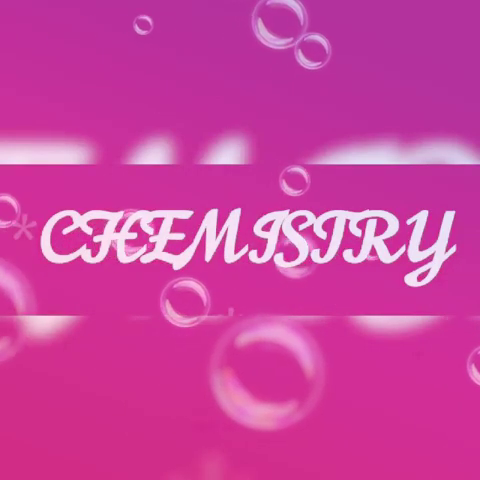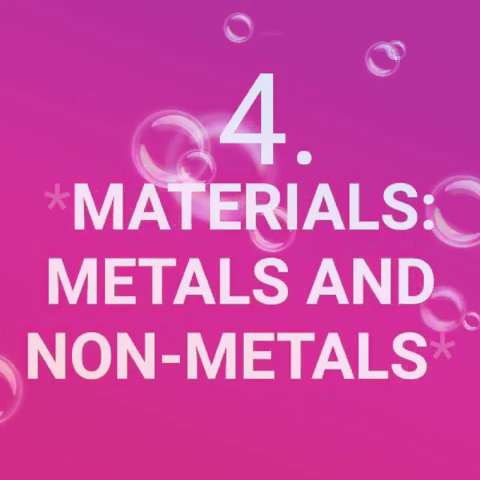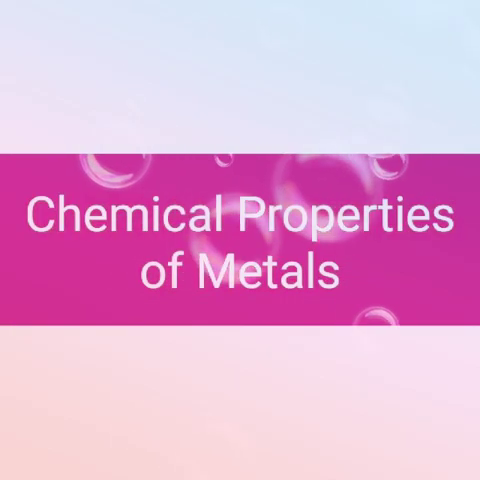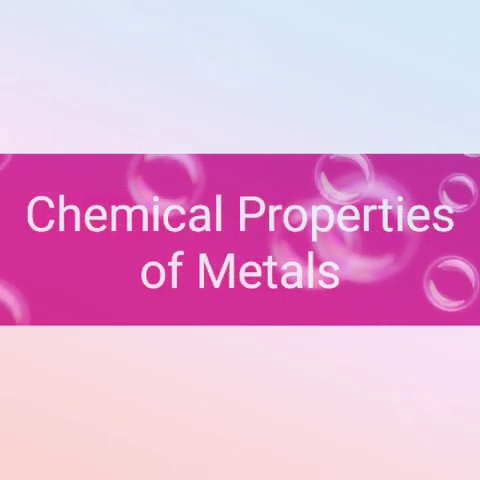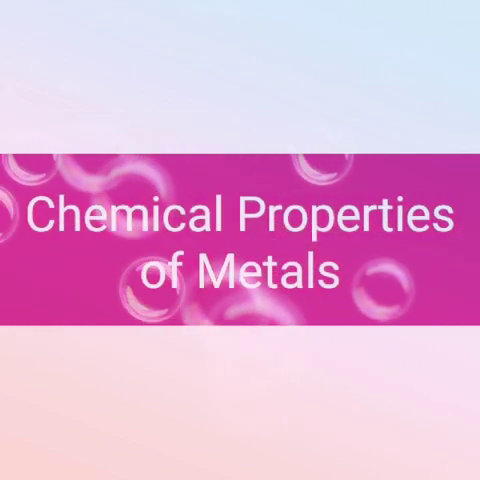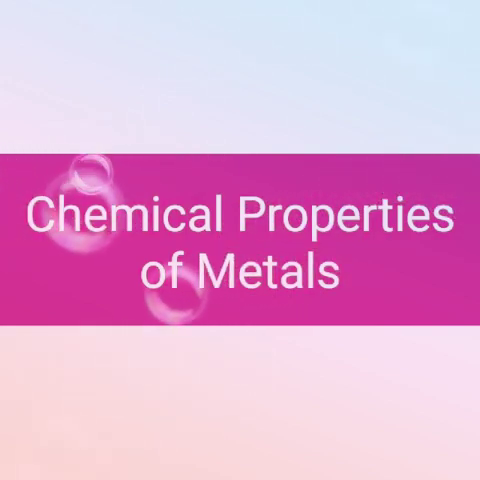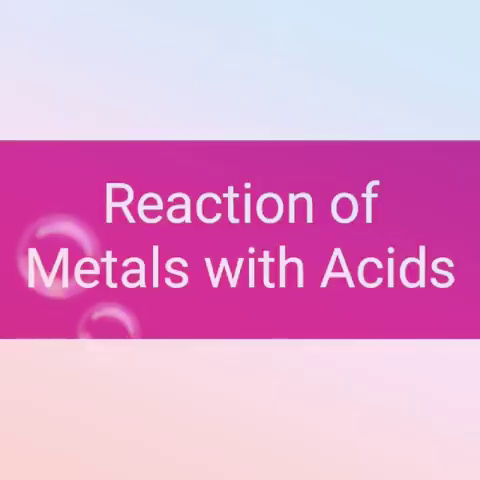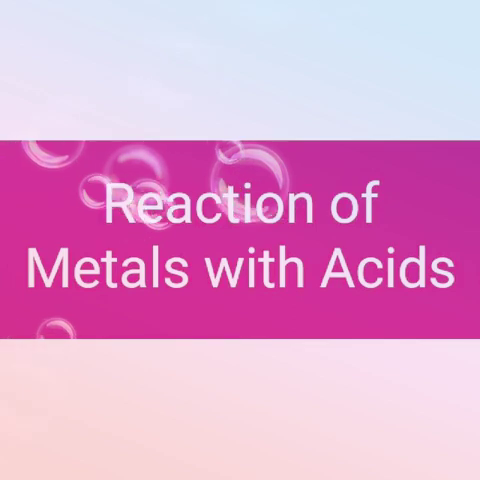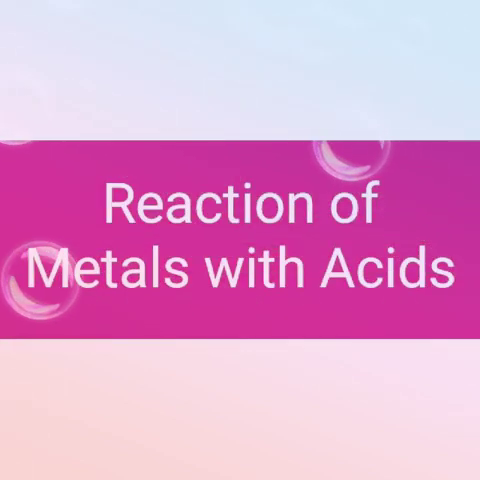Let us continue with the chemistry, chapter number 4, materials, metals and non-metals. In the previous lessons we studied two chemical properties of metals: number 1, reaction of metals with water, and number 2, reaction of metals with oxygen. Today we shall study other properties of metals. We'll start with reaction of metals with acids.